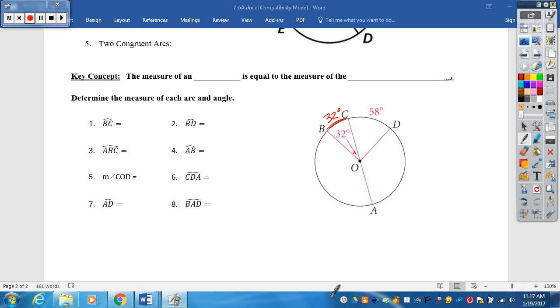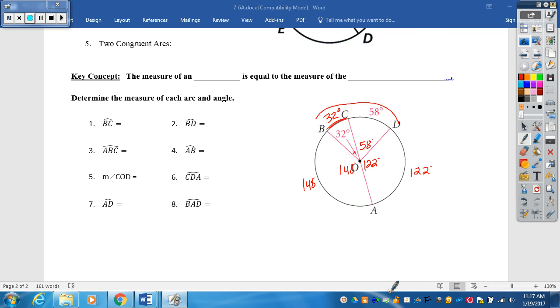In fact, I would probably work my way around and fill in all the missing parts before I even answer them over there. If I go ahead and take 180 minus 58, I get 122. And we know that these are the same. 180 minus 32 would give me this angle over here, 148. So this is 148 over here. Okay. So when I look at arc BC, again, number 1 is 32. Arc BD would be the sum of these two. 32 plus 58 gives you 90.